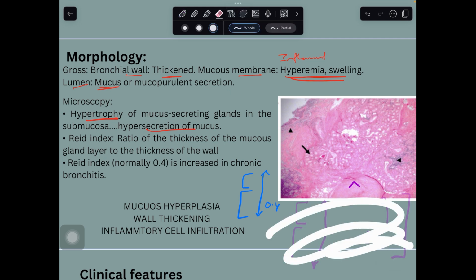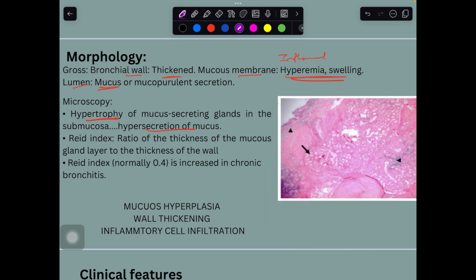This picture here just shows us, you can see the whitish color. These are the mucus secreting glands. Again, this is what you need to look out for. The most important, to summarize: the hyperplasia of the mucus glands, there is wall thickening, and sometimes infiltration of inflammatory cells. Okay.